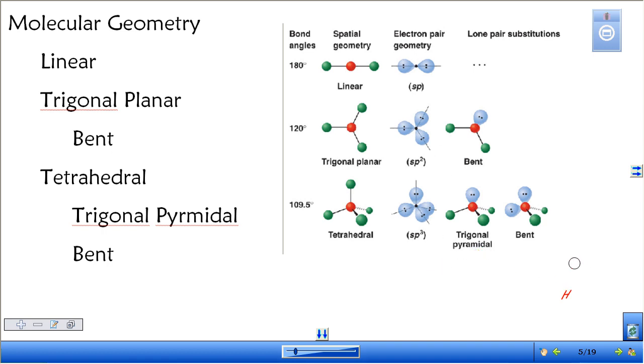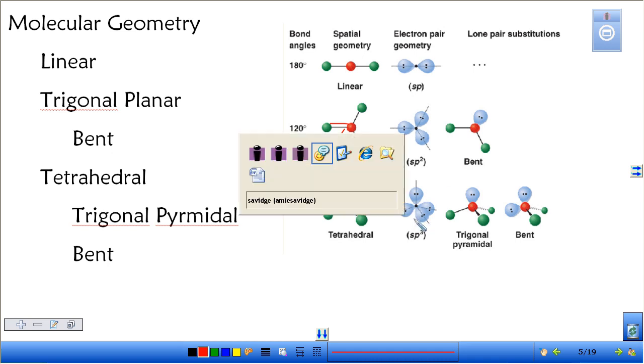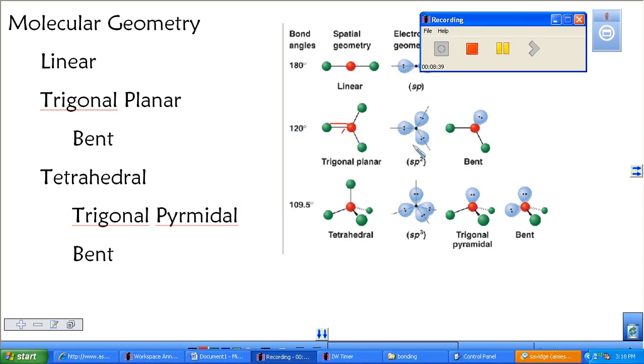This particular slide shows the shapes that are going to be formed. Typically 2 valence electrons, or possibly 4. This one would be 3, or 4 valence electrons if there was a double bond. And then we have 4 valence electrons. We'll stop this for now and come back to it when we start talking about polarity.